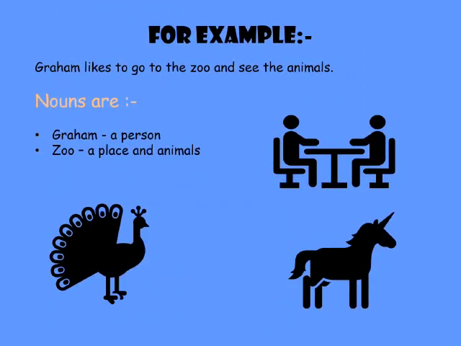Now let's take one example. In this sentence, Graham likes to go to the zoo and see the animals. So here there are three nouns. Can you identify all of them? Nouns are Graham, a person, zoo, a place, and what is it? Animals, right? So as you know, a noun can also be things like t-shirt, watch, chalk, duster, etc.